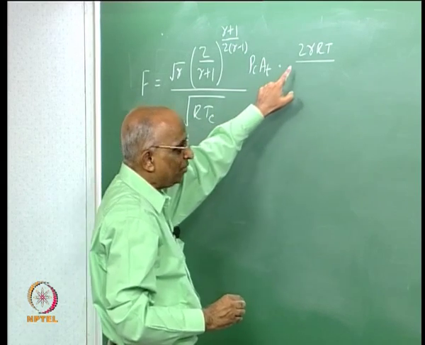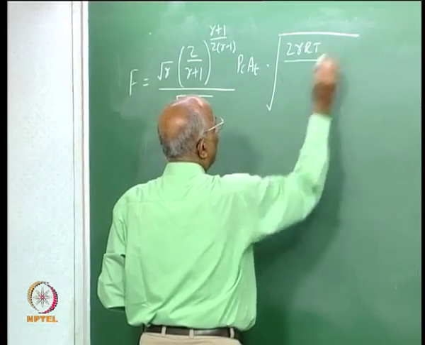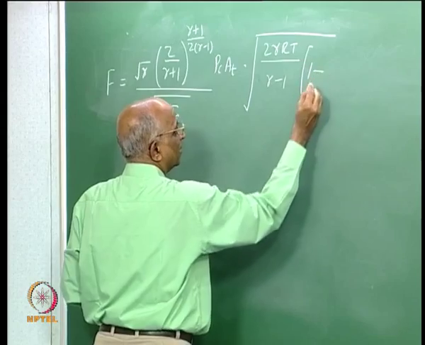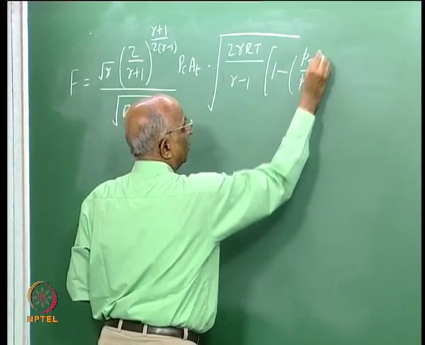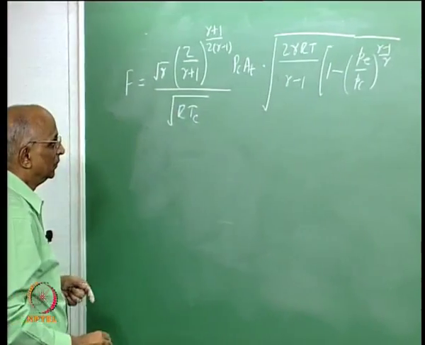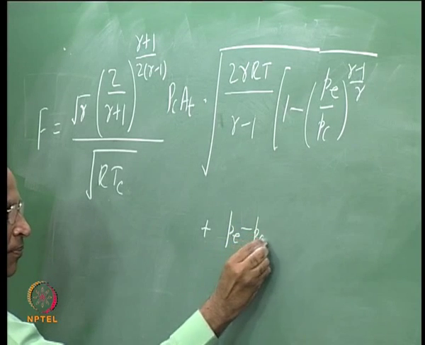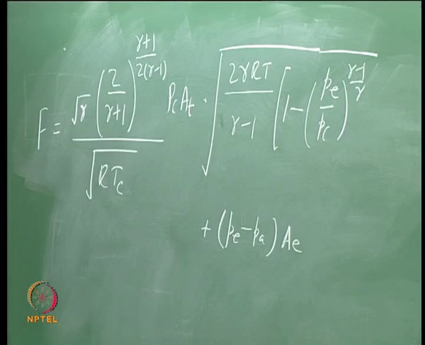What is the value of Vj? Vj is equal to under root 2 gamma RT divided by gamma minus 1 into 1 minus Pe by Pc to the power gamma minus 1 divided by gamma, and now you have plus Pe minus Pa divided by the mass flow rate, Ae.